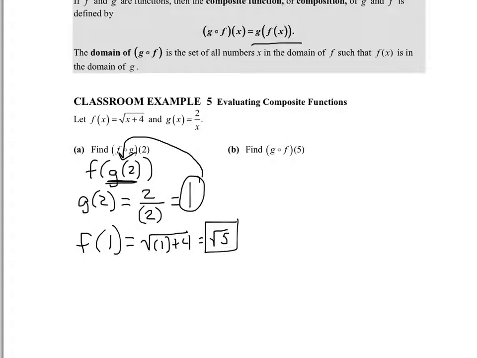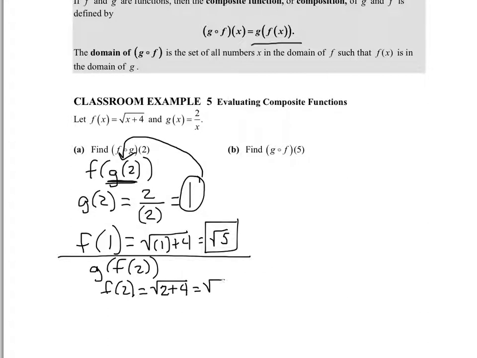Okay? Now, just to show you, the order matters. If I had tried to do g of f of 2, I would not get the same thing, because that would mean I would need to find f of 2 first. Now, if I look at the f function, that's the one with the radical. And that would mean I would have the square root of 2 plus 4, which is the square root of 6. I would then have to take this answer, plug it in to the g function, and I would be looking for g of the square root of 6.